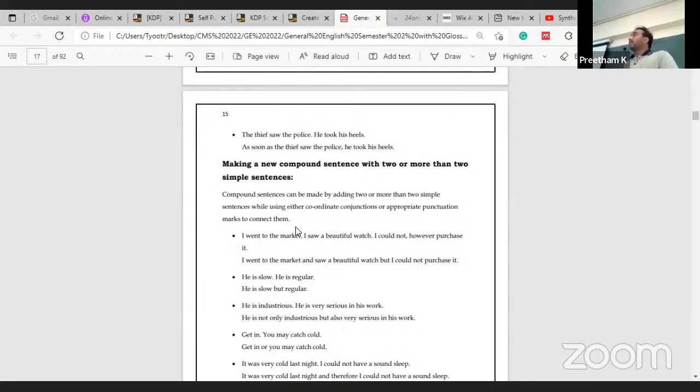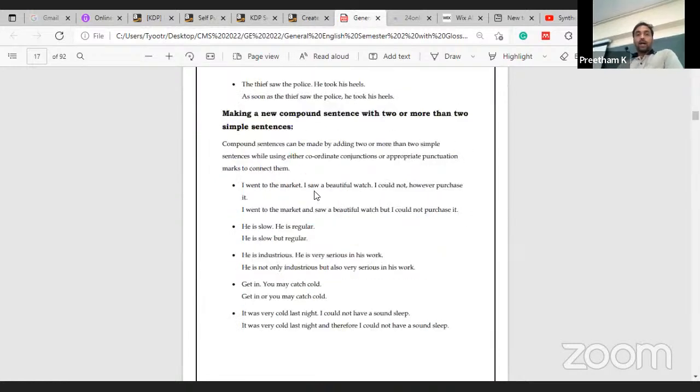What do you mean by coordinating conjunctions? When two conjunctions are used together. For example, and, but, either or, neither nor, not only but also. When you use both of these conjunctions together, you call it coordinating conjunctions. Compound sentences can be made by adding two or more simple sentences, while using coordinating conjunctions or appropriate punctuation marks to connect them.